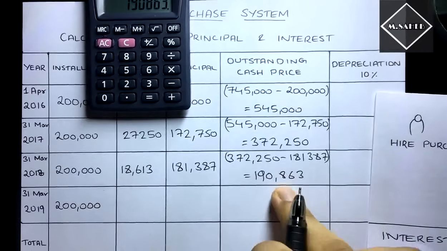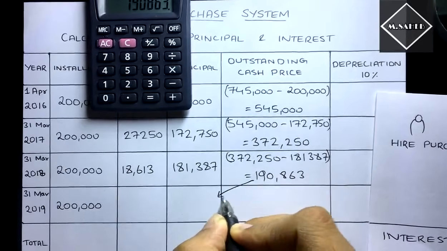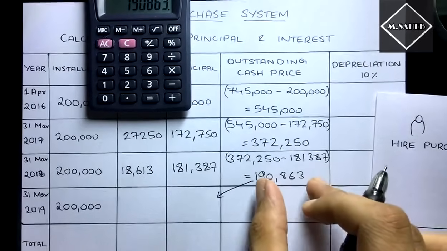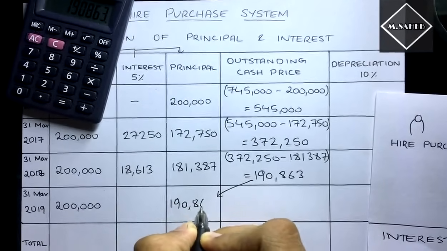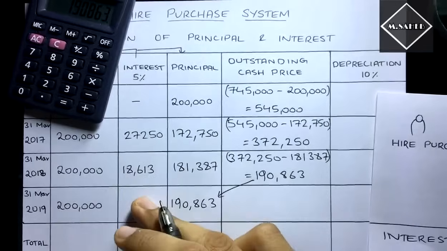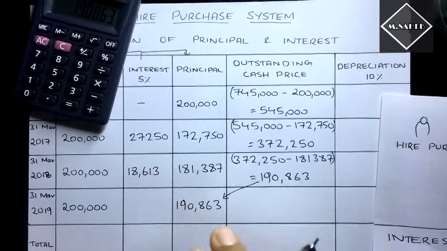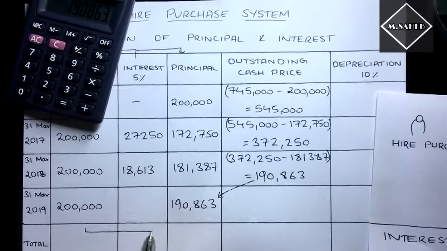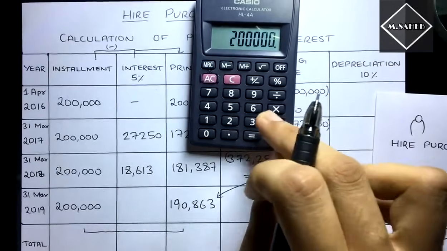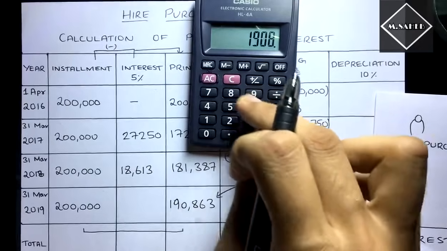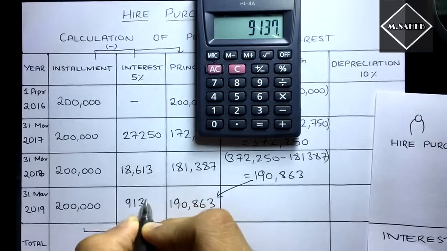Now 1,90,863, you have to take it directly. This is the last year, so you have to take it directly into the principal column: 1,90,863. Then for the interest, you don't have to calculate with percentages. You just have to subtract the principal amount from the installment amount. So 2 lakh minus 1,90,863 will give you 9,137. So 9,137 would be the interest.